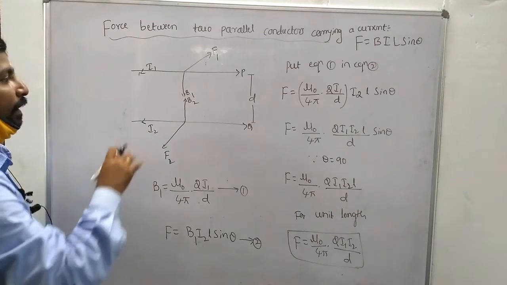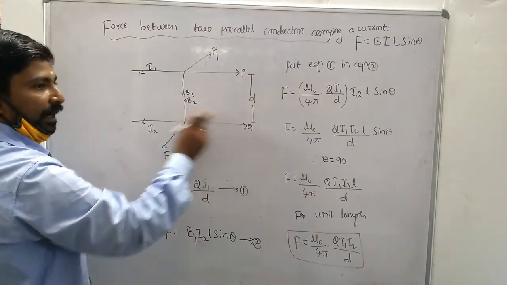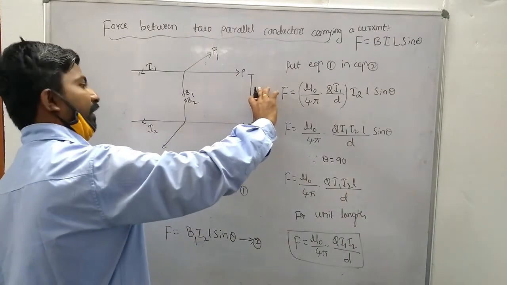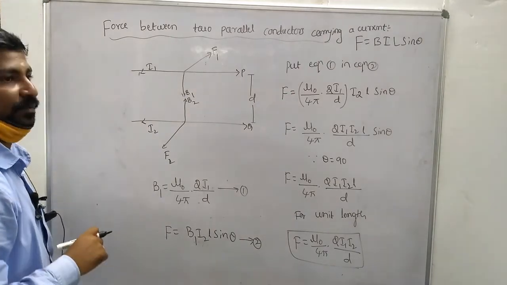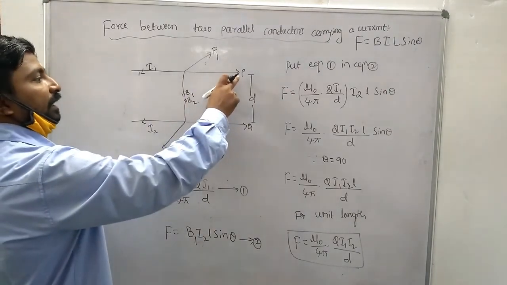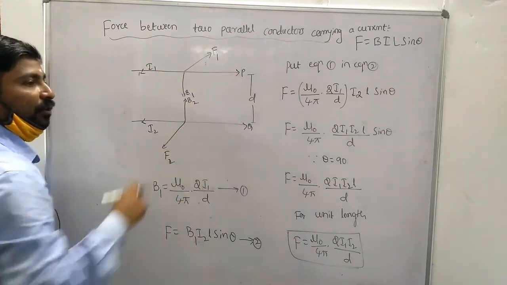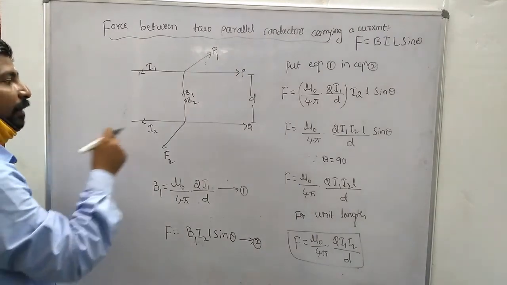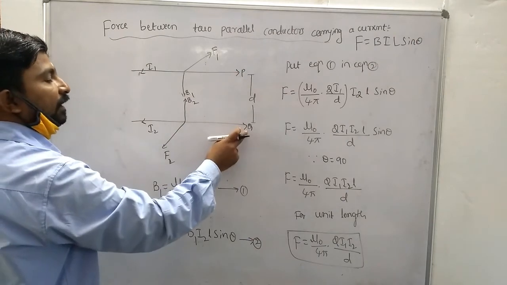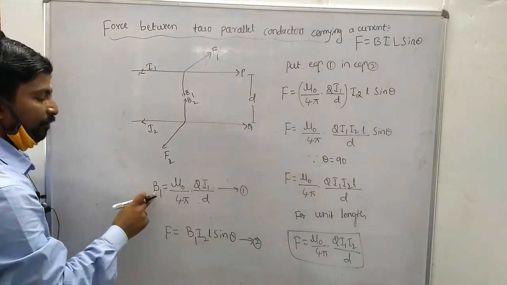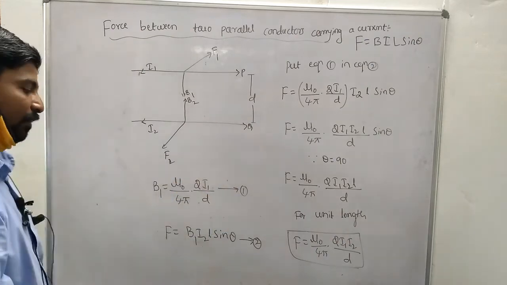Okay, so once again finally, consider two parallel conductors P and Q separated by a small distance d carrying a current I1 and I2 respectively. Now the conductor P will produce the magnetic field at all points around it, isn't it? Now the magnetic field B1 due to the conductor P at the site of the conductor Q is given by B1 is equal to mu naught by 4 pi into 2 I1 by d. So this is equation number 1.